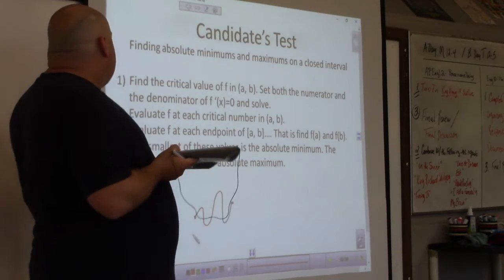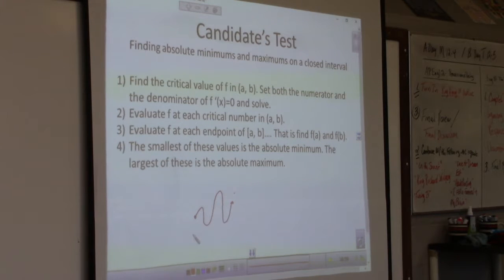And then the last part, or part 3, evaluate f at each one of the endpoints. Because at the endpoints of a closed interval, like we had, you can have absolute maximums and absolute minimums. So you got to evaluate the endpoints as well. Once you have all those y values from the critical points and the endpoints, then here's the tough part. You look at them and see which one's the highest and which one's the lowest. Tough, huh? The smallest of these values is the absolute minimum. The largest is the absolute maximum.